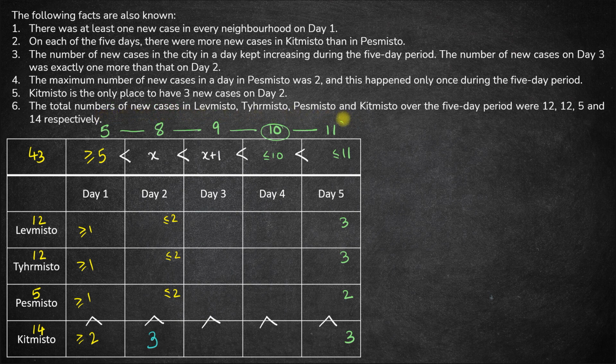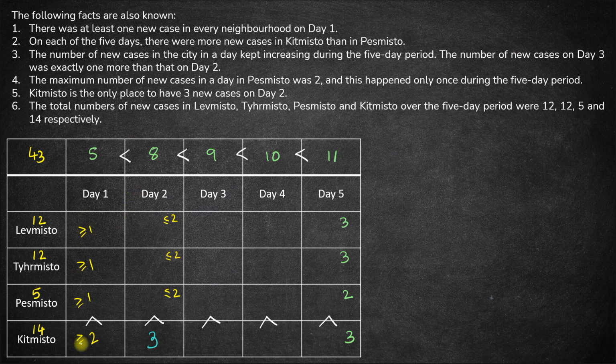So the only possible case for the total number of cases is 5, 8, 9, 10 and 11. So this total is 5, this total is 8, this is 9, this is 10, this is 11, such that the total number of cases is 43. Okay.